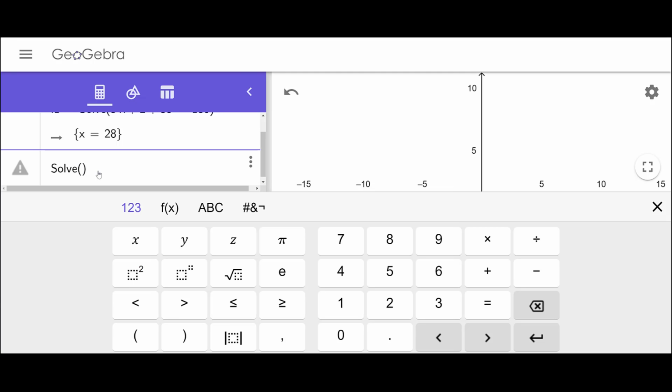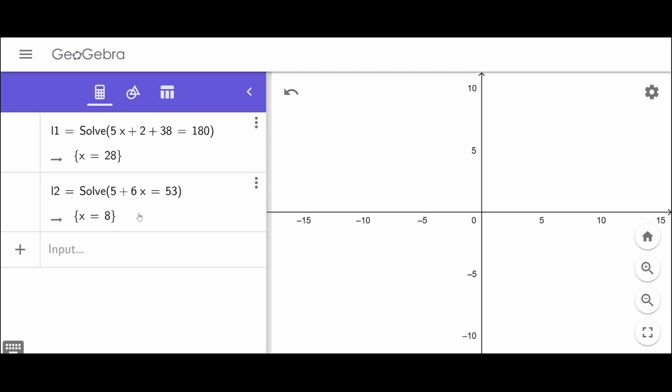Let's try another one. Solve. The second problem we had was 5 plus 6x is equal to 53. And that answer is 8. So let's take a quick look. There's both of my equations solved. So again, if you're having trouble, you can still use this to help you solve these problems. But we'll do it by hand now, just in case.